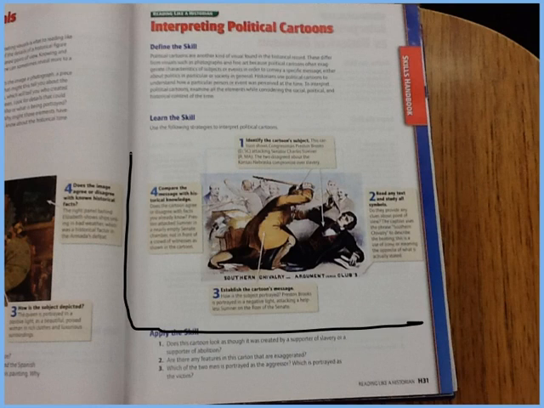Political cartoons. You've already had some examples of warm-ups from me this past week that have used visuals. How do you pick apart those visuals? What should we pay attention to?